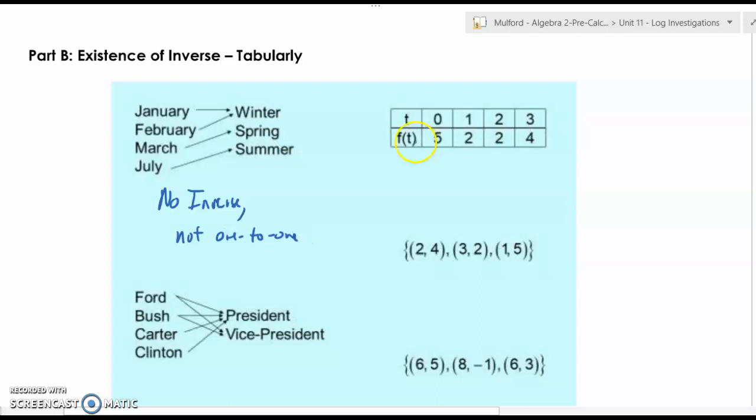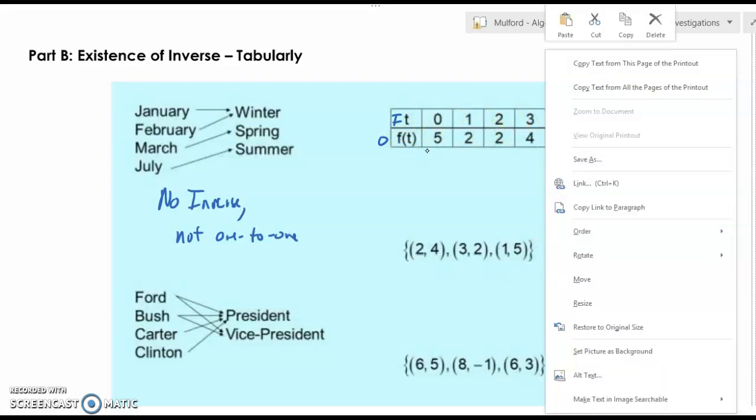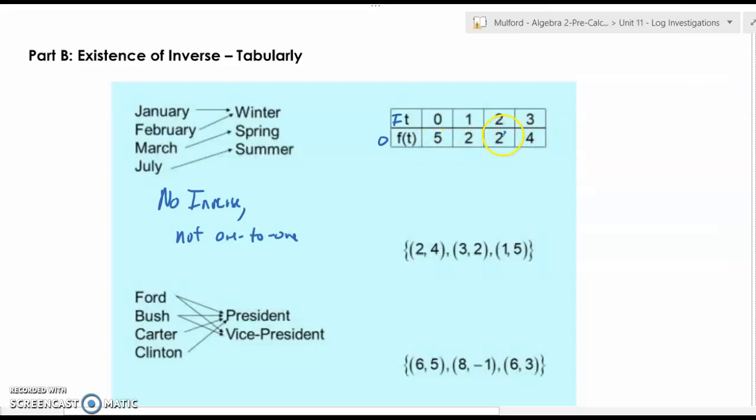If I look at number 2, or this one up here, the table, these are my inputs and these are my outputs. Any of these inputs give me a different output, I'm okay. But when I go to my outputs, that's going to be a concern because I've got that repeating one of 2. And so that tells me that it is a function. I can go in this direction. 0 would tell me 5, 1 would tell me 2, and so on. But if I told you the output was 2, you wouldn't be able to tell me what the input is. And so for that reason, there is no inverse because it's not 1 to 1.